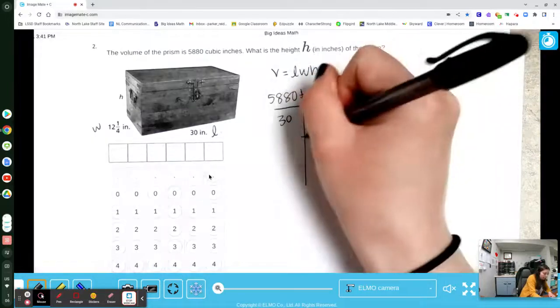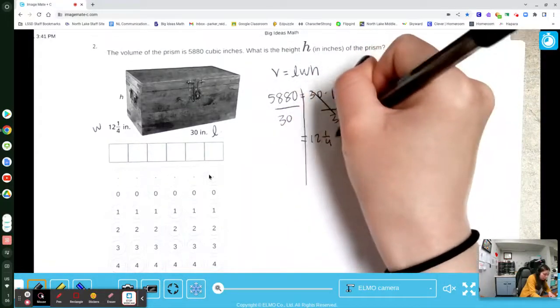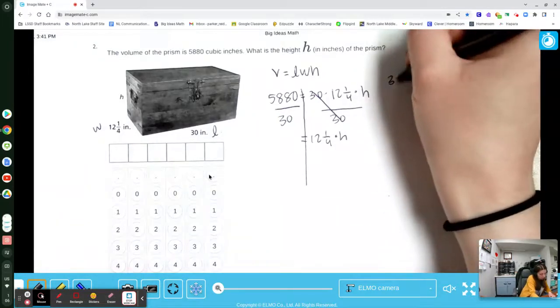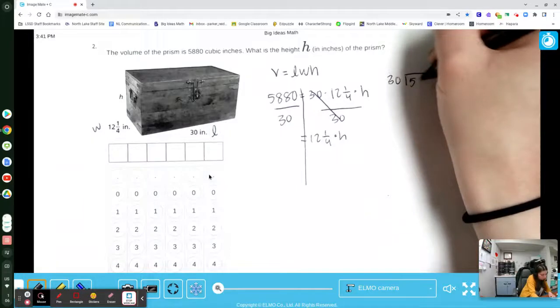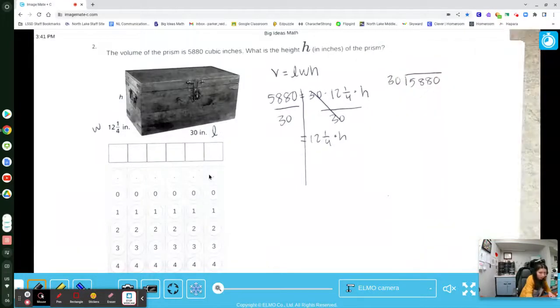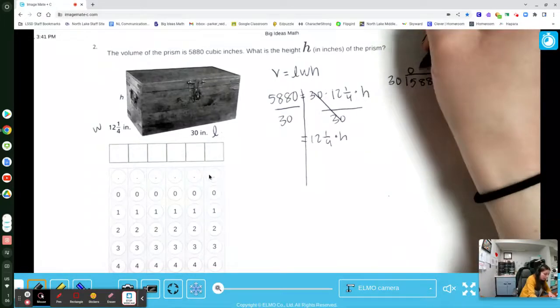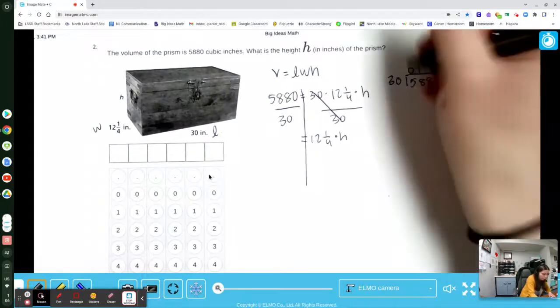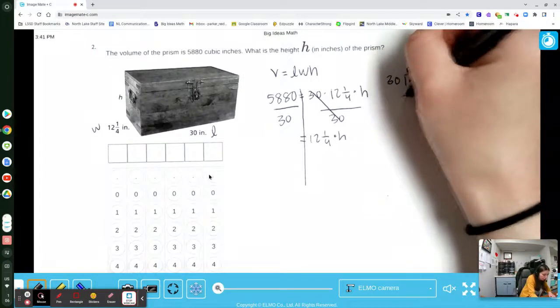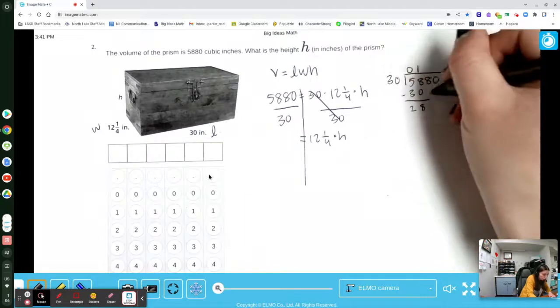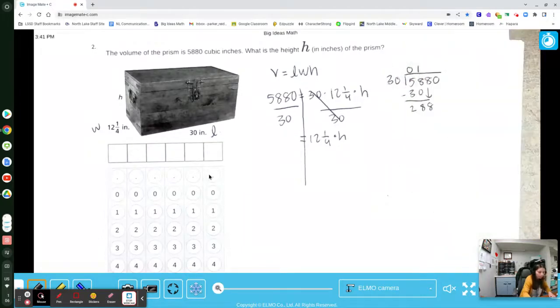That would still mean that we have the 12 and 1/4 times h. I didn't get rid of the 12 and 1/4 yet. Now, I do believe they'd give you a calculator for this, but just in case they don't, let's talk about how to do 5,880 divided by 30. So 30 does not fit into 5. It would fit into 58 only once. 1 times 30 is 30. I want to subtract. 8 minus 0 is 8. 5 minus 3 is 2. Bring down the next 8.